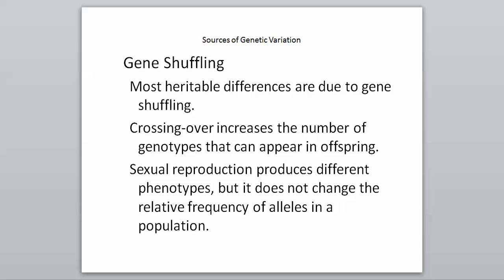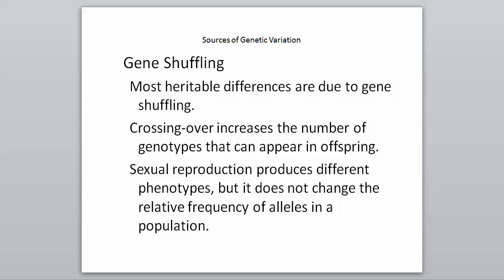And so our next type of variation is gene shuffling. So most heritable differences, so most differences that can be passed on, are due to gene shuffling, and that's just because of the fact that you get half your genes from your mom, half your genes from your dad, so you kind of become a combination of both. And so then crossing over, which again is a process of switching the genes between your mom and your dad to form you, increases the number of genotypes that can appear in an offspring. So genotypes, remember again, another review word there, is our genetic makeup.